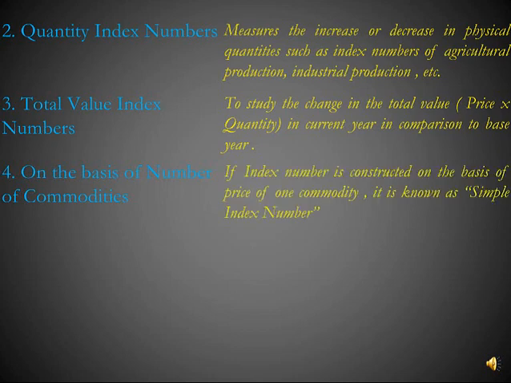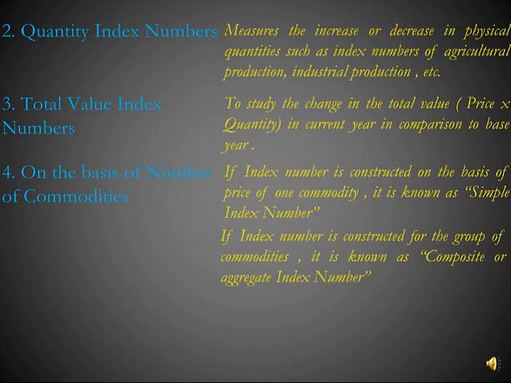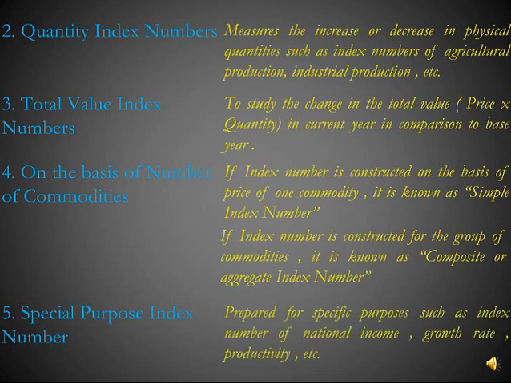Fourth one is on the basis of number of commodities. If an index number is constructed on the basis of price of one commodity, it is known as simple index number. But if an index number is constructed for a group of commodities, it is known as composite or aggregate index number. Now fifth one is special purpose index numbers. When index numbers are prepared for specific purposes, such as index number of national income, growth rate, productivity, etc., then these special purpose index numbers are used.